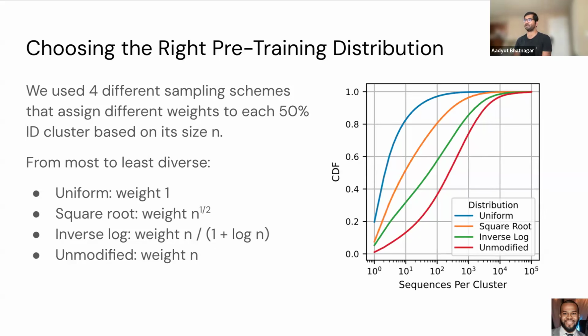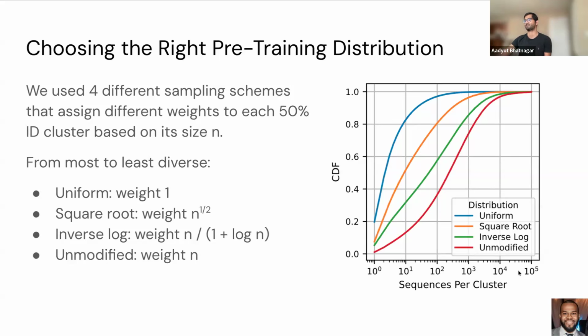On the other extreme, you could uniformly sample all of your 50% identity clusters. So basically, if a cluster has size 1 versus size a million, you'll sample them with equal probability. You won't take into account the actual size of the cluster. And then you have these two options in the middle, like square root and inverse log. And you can see they do a good job of covering the overall diversity space.